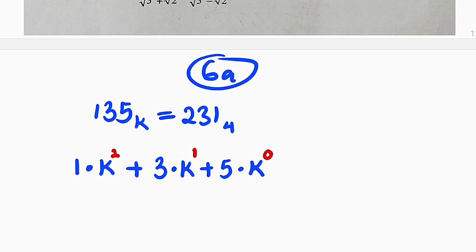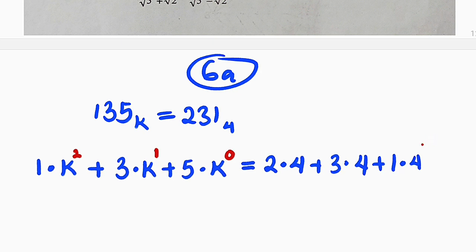Then you move to the right hand side. You take 2, you multiply it by 4. You add, you take 3, you multiply it by 4. Lastly, you take 1, you multiply by 4. Assign index 0, 1, and 2.